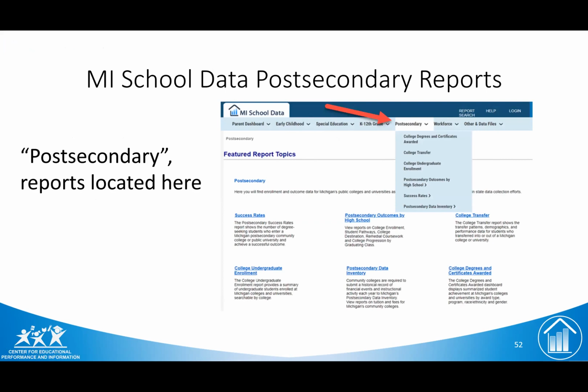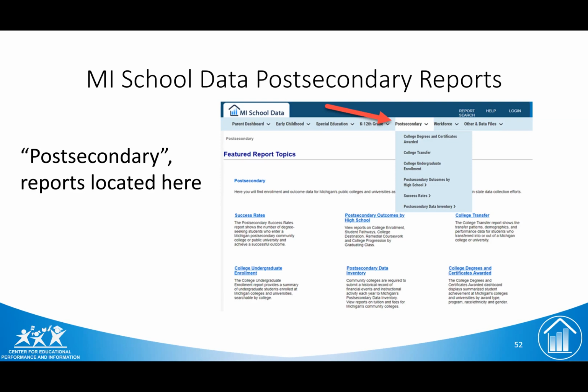So when you go to My School Data, in order to get to those reports, at the top where you see the red arrow pointing to, it says post-secondary. If you click on that arrow down, you can choose if you want to look at the post-secondary by college reports or by high school. And then we have our success rates and then the post-secondary data inventory. Of those reports, all of them up to success rates are produced out of what we collect in STAR or through the National Student Clearinghouse. And then the last one is our new community college data collection application, which is the Michigan Post-Secondary Data Inventory.